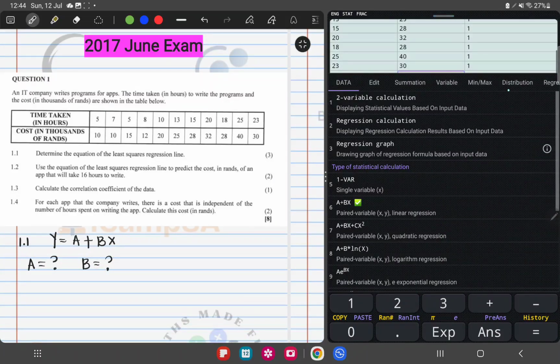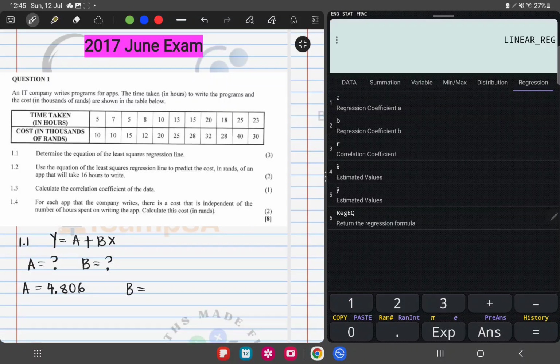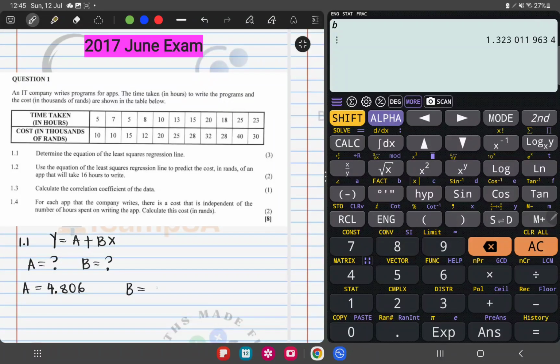So we can now go ahead and start reading our data. Shift 1, stats, regression, then we can get the value for A. If you observe carefully, the value of A we are finding is 4.806. Okay. And then for B, let's go shift 1, stats, regression, then we go to B, and that is 1.323. Okay. That is what we are getting for this.